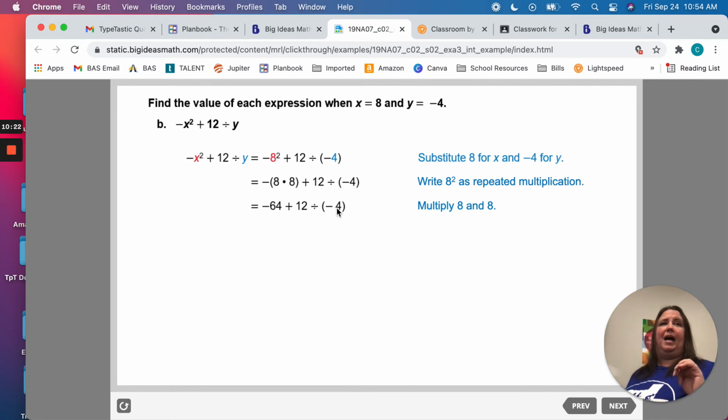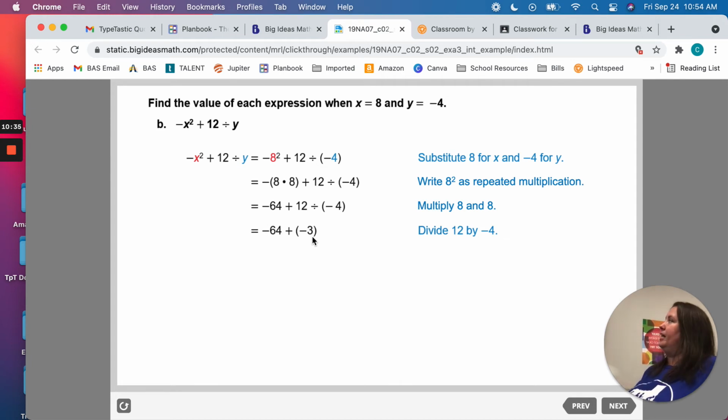PEMDAS. Multiply, divide, add, subtract. So division is next. So we're going to do 12 divided by negative 4. Negative 3. Very good. Negative 3.